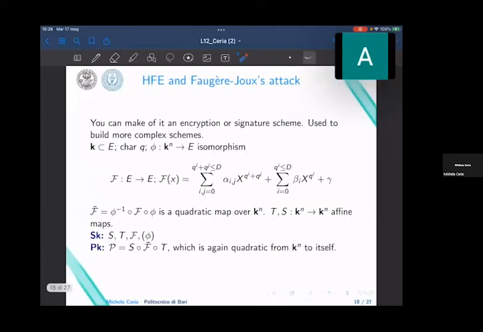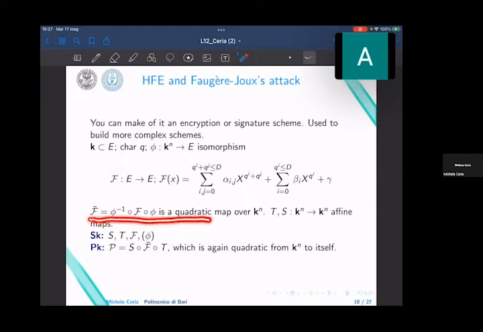But let's move to something more cryptographic. Let's go to the Hidden Field Equation. It is a scheme. You can make an encryption scheme, a signature scheme. The basic version has been attacked, so you actually use it to make either signatures or schemes that are more complex. Let K be a field, E an extension, and phi the map that maps k to the power n, the isomorphism between k to the power n and E, while f is the map defined by this big polynomial, where I only want to remark that this d here is a parameter that allows efficient inversion of the map.